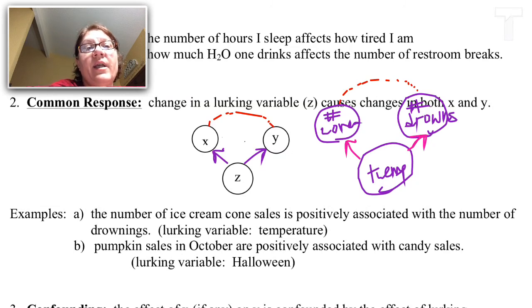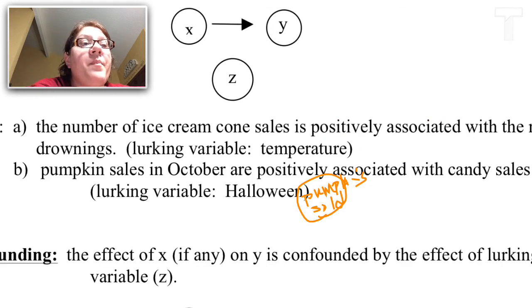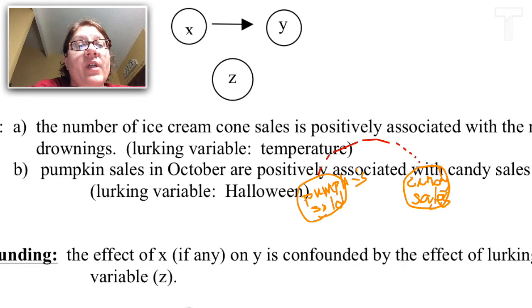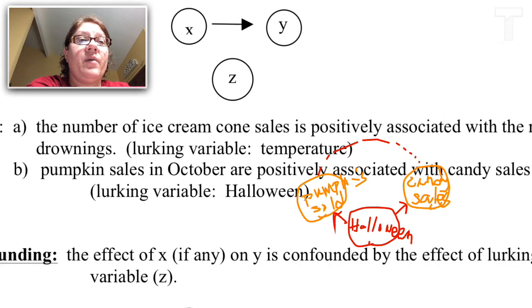And then I look at letter B. So pumpkin sales in October are positively associated with candy sales. So pumpkins sold, definitely the more pumpkins I buy, I don't know about you, but I definitely want more candy. And of course that's silly to think that, so we have to come up with some other variable, and of course Halloween could make them both rise. It increases pumpkin sales and it increases candy sales. So my diagram would look like that.